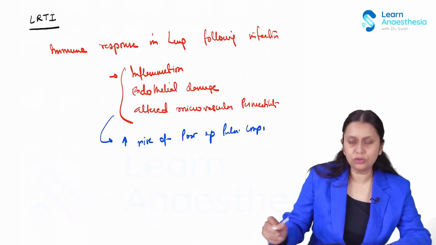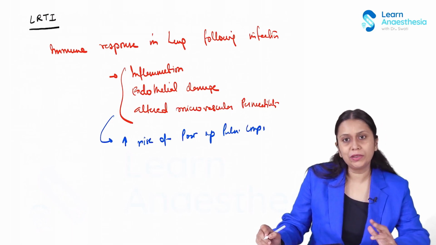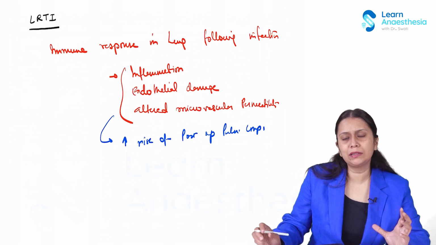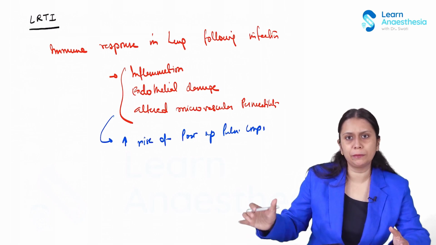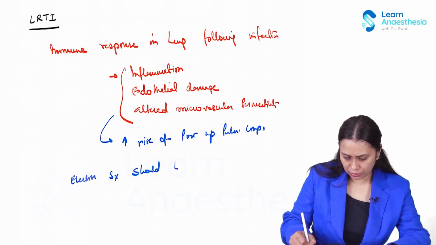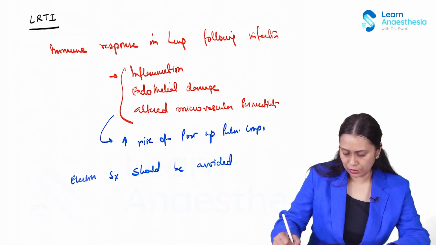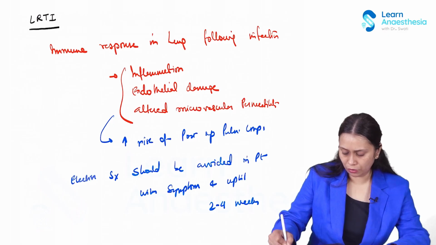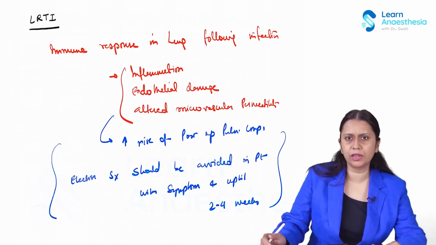So elective surgery should be avoided in patients with symptoms, and for 2 to 4 weeks. Let's say if the patient has active pneumonia, 2 to 4 weeks after the patient achieves the baseline, only then should the patient be taken for surgery. So elective surgery should be avoided in patients with symptoms, and up to 2 to 4 weeks of lower respiratory tract infection, that is pneumonia.